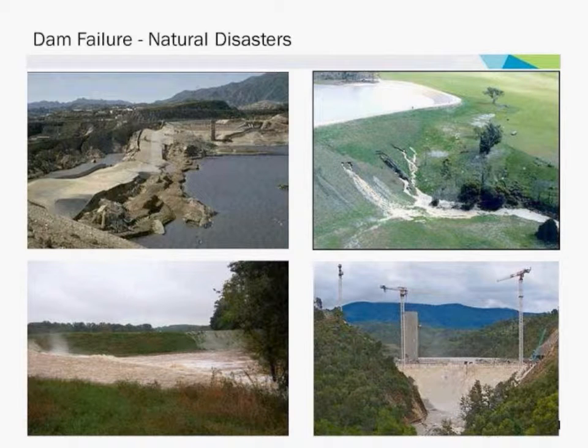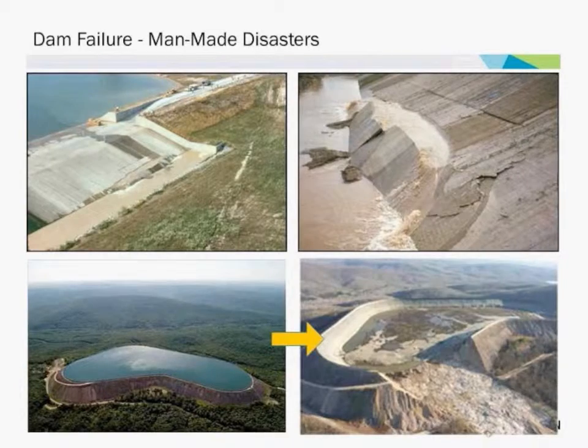And within dam failures, we're looking at predicting where possible or monitoring where possible for natural disasters, such as earthquakes, heavy rains, flooding, landslides, and such, as well as dam failures that are man-made. So man-made disasters could include poor maintenance, poor construction, aging infrastructure, or man-made errors such as failure of instruments, failure to monitor the specific dam, and that could result in loss of the dam and catastrophic failure.